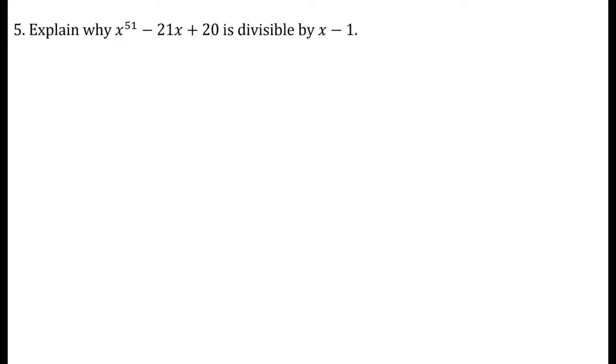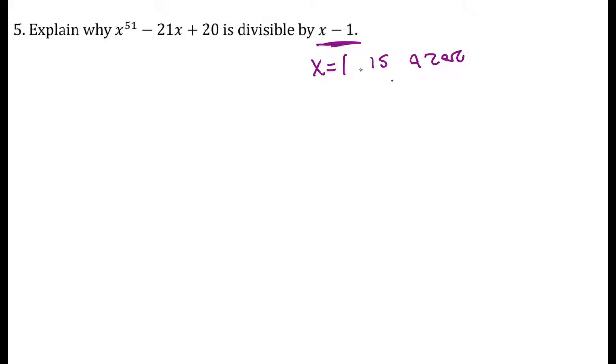Number 5, explain why x to the 51 minus 21x plus 20 is divisible by x minus 1. If you did this by long division, your long division would have to be 52 terms long. That's insane. Use the remainder theorem. If this polynomial is divisible by x minus 1, then x minus 1 would be a factor, which would mean that x equals 1 is a 0.